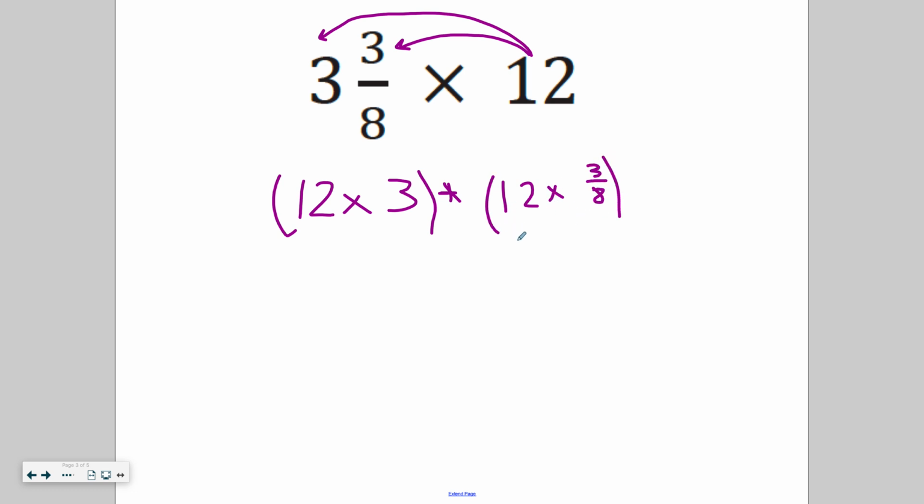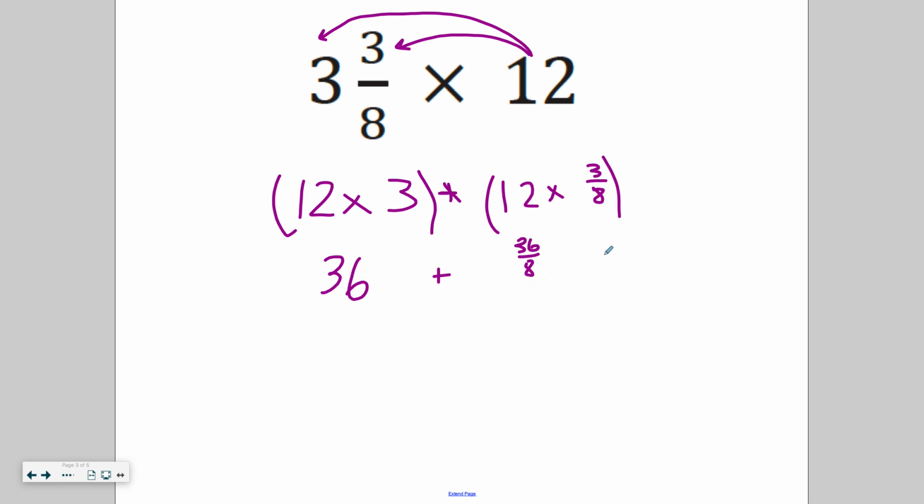So let's solve this. 12 times 3 is, so hopefully you said 36, plus 12 times 3/8. Well, I know that 12 times 3 is 36 because I just did it here, so 12 times 3 is 36 over 8, so I have 36/8.